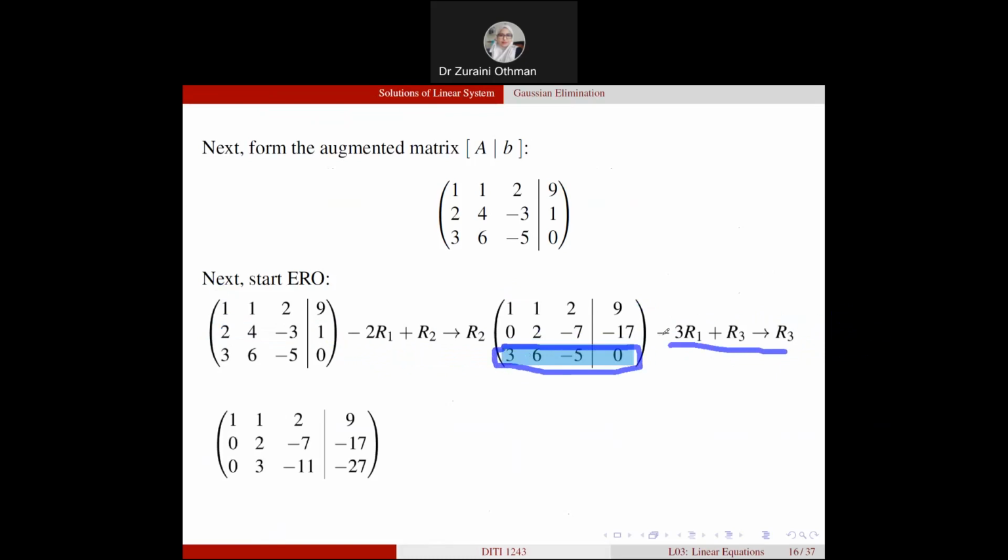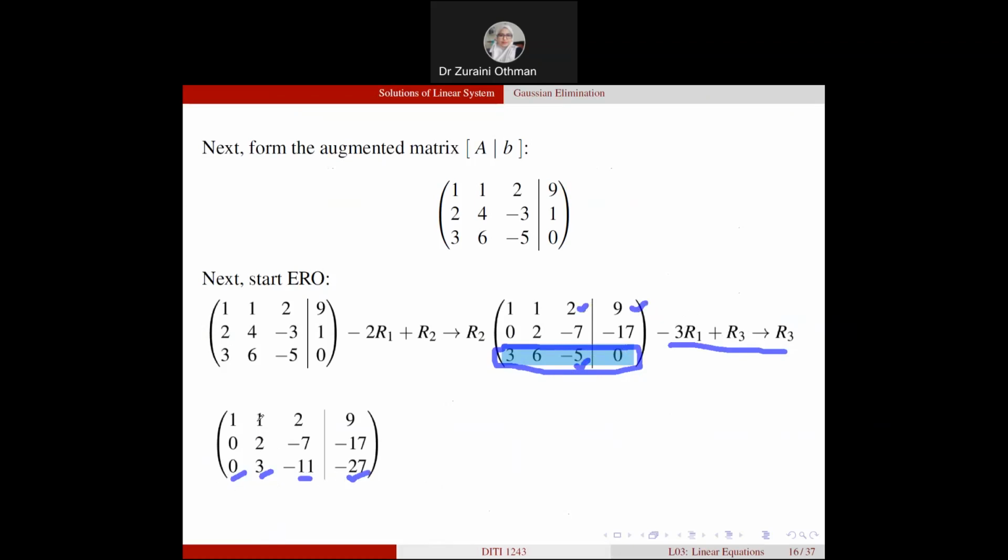Okay, now we find that negative 3 R1 is negative 3, 1 minus 3 is 0, and negative 3 R1 is negative 3, so negative 3 plus 6 is 3. And we have negative 3 R1, negative 6 plus negative 5, it becomes negative 11. So for the last element, negative 3 times R1 is negative 27 plus R3 0. So it is negative 27. So complete for the first column.